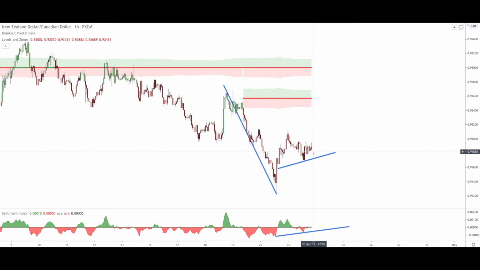So if we get a red candle breaking down here, if we have the sentiment index breaking down as well at the same time, then we have a setup. Let's wait and see what happens.